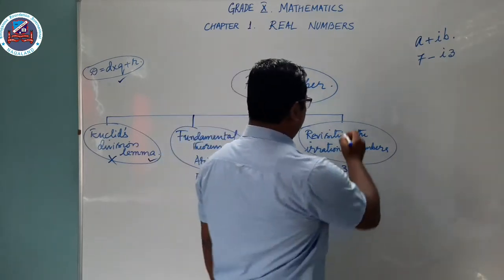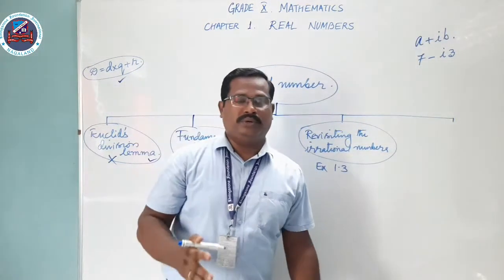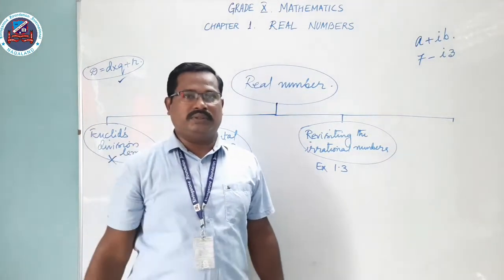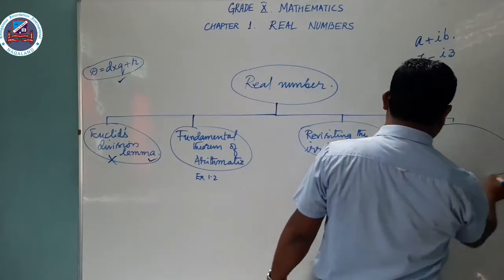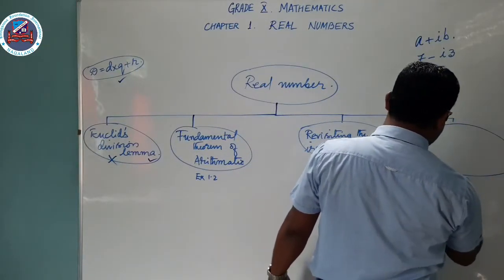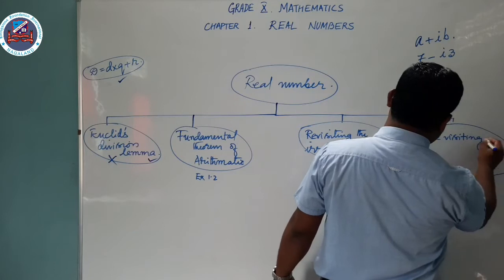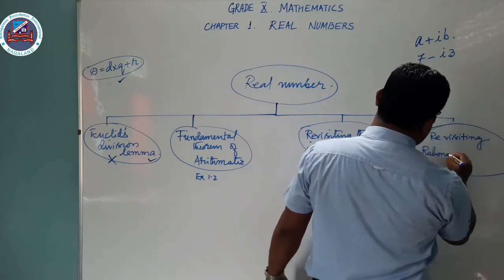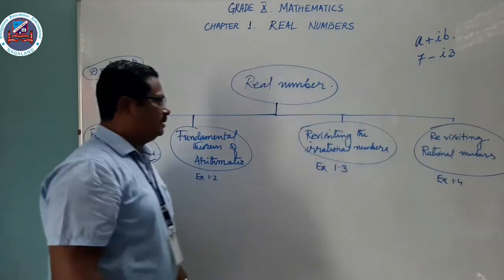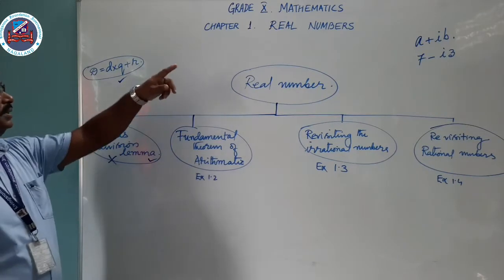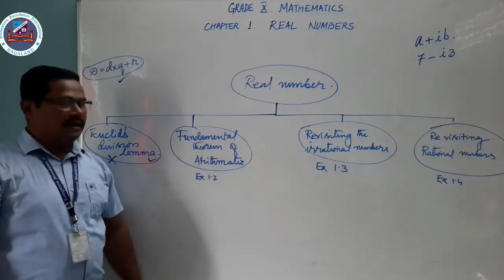And lastly, we'll even revisit those rational numbers, the numbers that are of the form p by q, where p and q are integers and q is not equal to 0. That also you are going to revisit in exercise 1.4, revisiting rational numbers. So these are the things that you are going to do in the first chapter, that is real numbers.